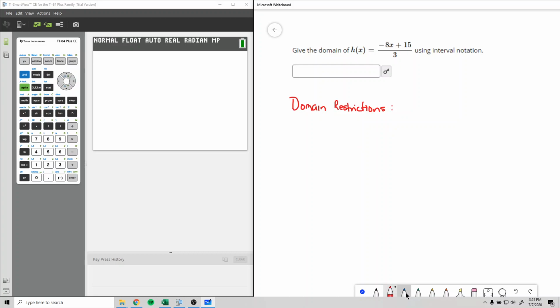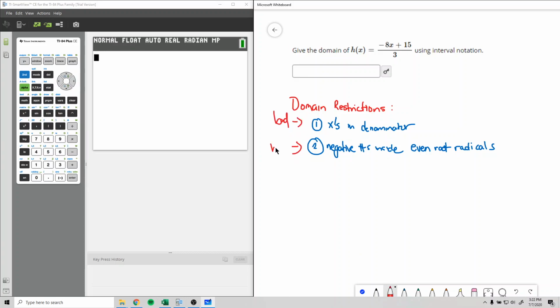Basically, what can we not have happen? The two things we cannot have happen are: x is in the denominator of a fraction, and negative numbers inside even root radicals. So these are the bad things. Anything else is good.